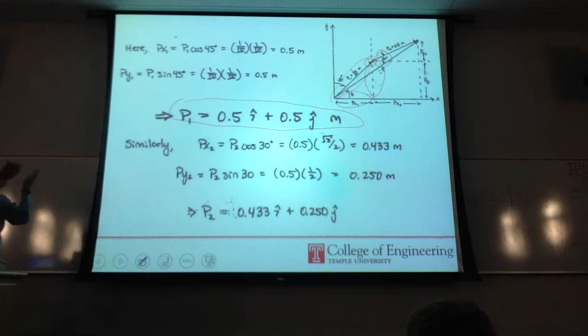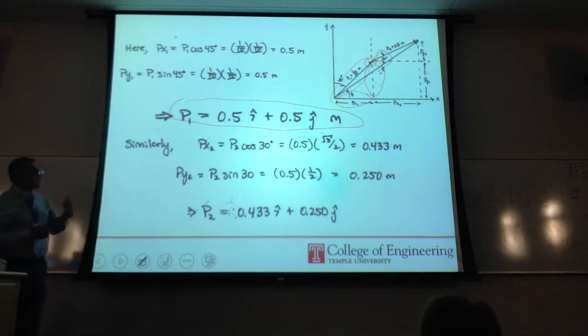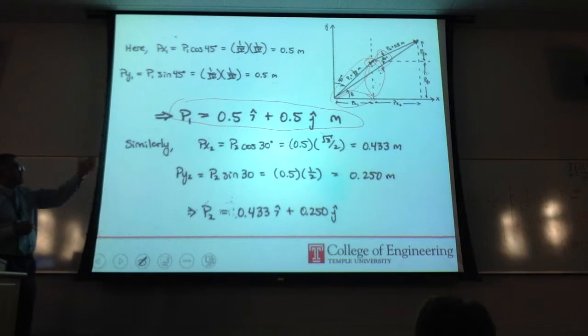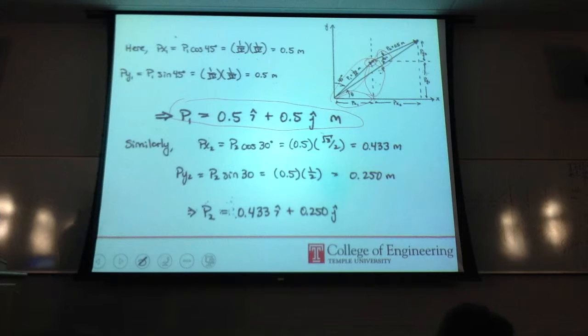But they kind of sum it up. Because when we say Px2 is equal to whatever it came out as, 0.433 meters, it is only talking about this little link underneath. We're not talking about the x-coordinate. We're only talking about a scalar quantity. Okay?